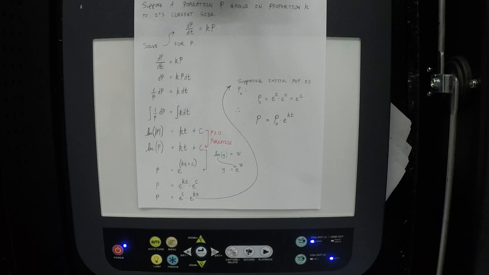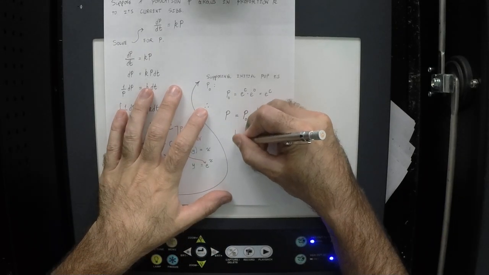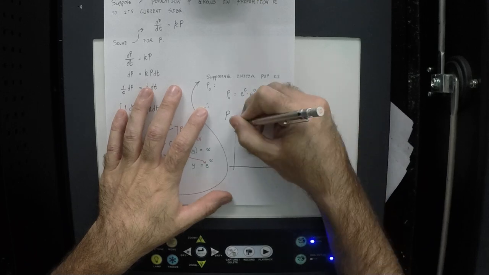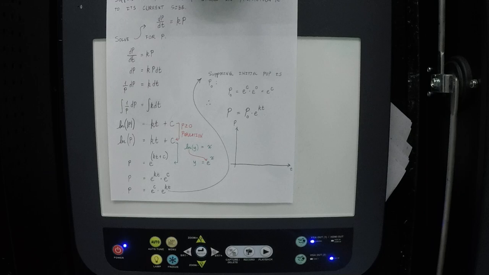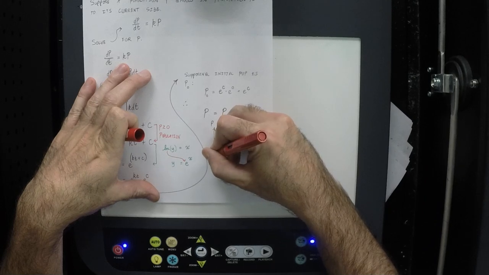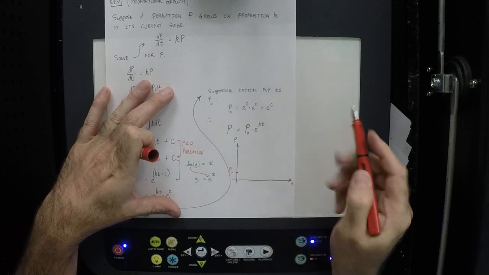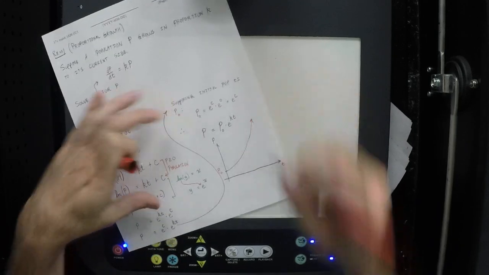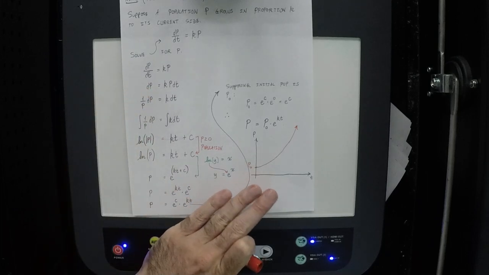Let's try and understand what that means now. So if k is a positive number, that is to say that there's a positive growth rate in the population. If you were to plot population versus time, then you'd have the initial population here, P0, and then the population from here would grow exponentially like this. And when conditions are good, this is what is observed in nature.